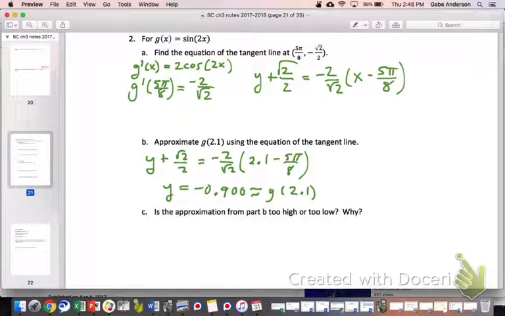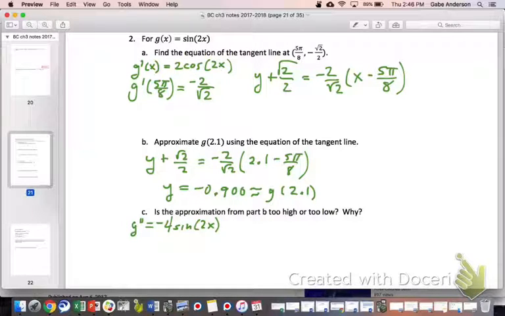C, like I said, this is always kind of the challenging part. We want to determine is the approximation that we just found too high or too low. And so we want to use the second derivative to do that. So the second derivative in this case would be g double prime, and that would equal negative 4 sine of 2x. So here is where it gets tempting to get a little lazy and not do your due diligence. You found your g double prime just fine. It would be tempting to take 2.1 and just plug it in, right? Or 5 pi over 8 maybe and just plug it in.